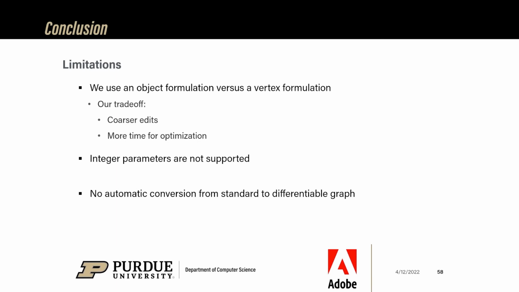Like with other papers from the related work, we do not support integer parameters, only continuous real valued parameters. The reason is that it makes optimization very complicated, and we did not look into this issue yet. Finally, there is no automatic procedure to convert a normal graph to a differentiable graph.